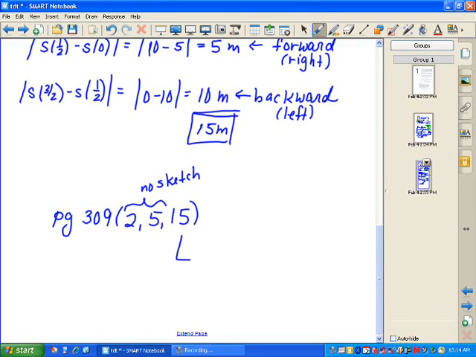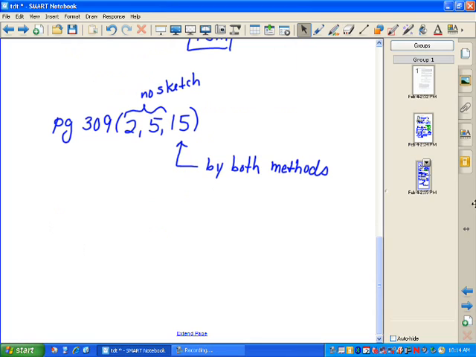But for 15, I'd basically like you to do 15 twice. I'd like you to do 15 by both methods. That means you're going to have 2 ways to do displacement and 2 ways to do total distance traveled. Okay? I didn't make you an answer sheet, so I'll give you the answers right now. It's very short.